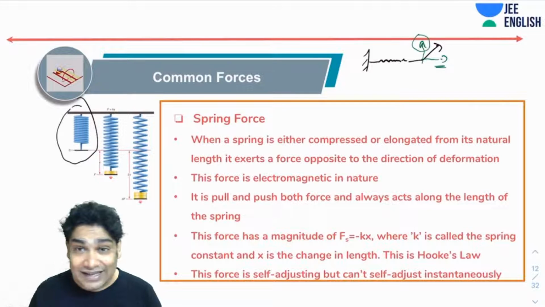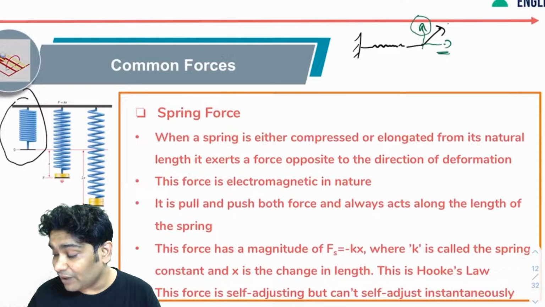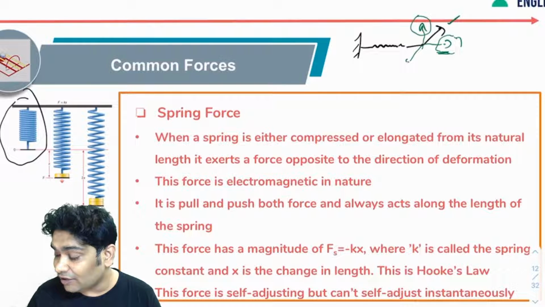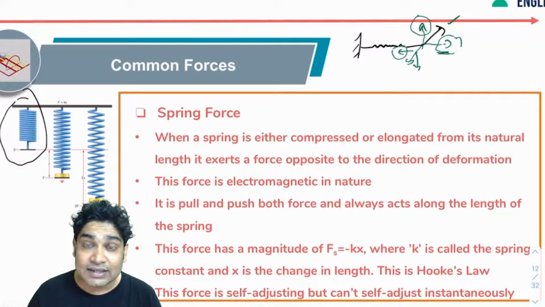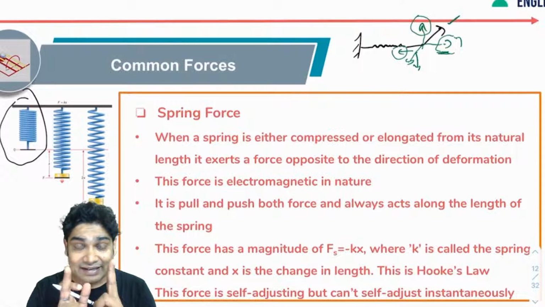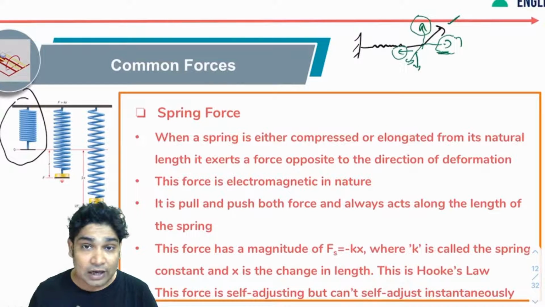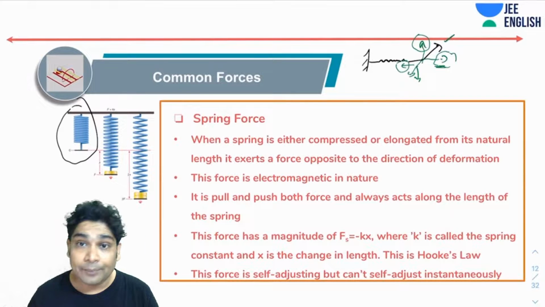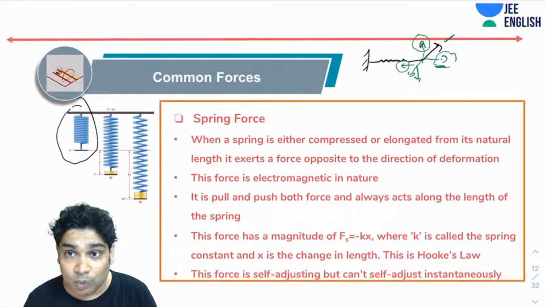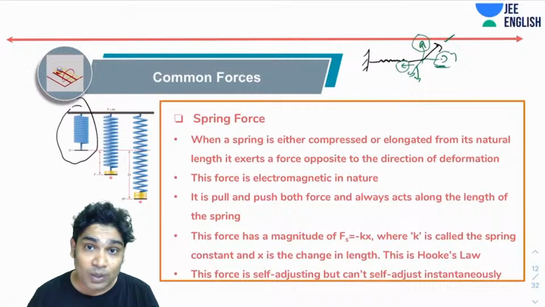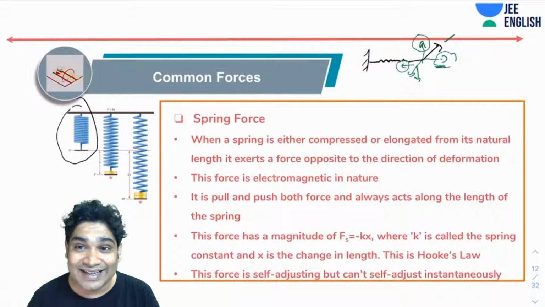Now, as I said, if I applied such a force, then it will have two components, and only this component would be able to produce a change in length. Similarly, if I had this kind of force, then the components would have been like this, like this. Only this component is producing a change in length. And whenever you produce a change in length, that is what the spring is trying to oppose. And that is why the spring force is always along the length of the spring. So this force is pull and push both and always acts along the length of the spring. Remember this.